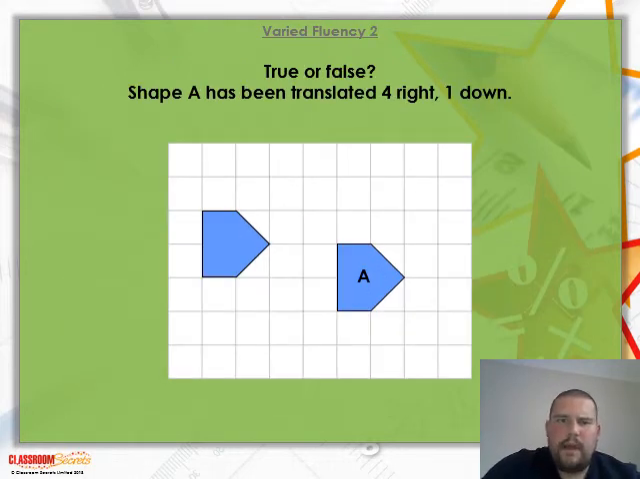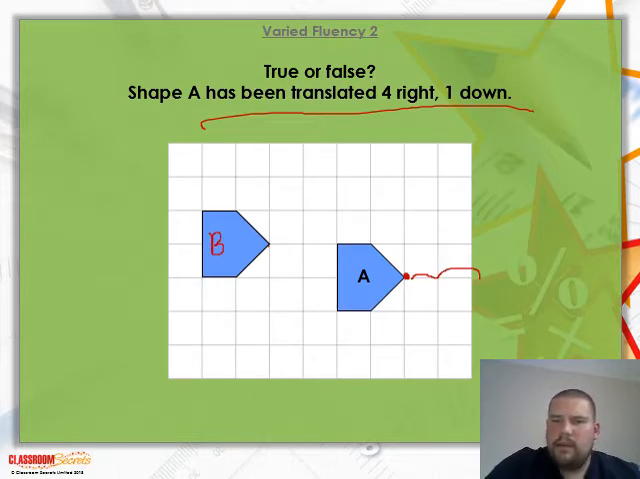Okay, true or false? Shape A has been translated 4 right and 1 down. Again, I would probably use the nose of A, only because I quite like potentially looking at this one. You would need to maybe use a different point if you think that would be easier for you, but I'm going to use the nose of point A. So it says shape A has been translated 4 right and 1 down. Let's have a look. So if we go 1 right, 2 right, ooh, there's no more paper there, and we're getting further away from, I'm going to call it shape B, we're getting further away from shape B.